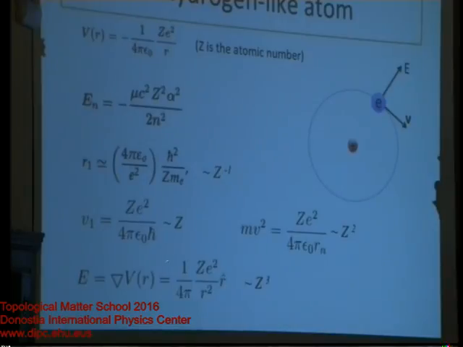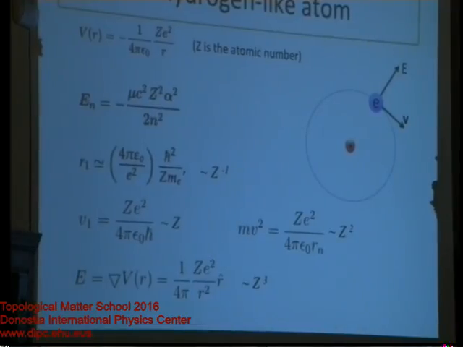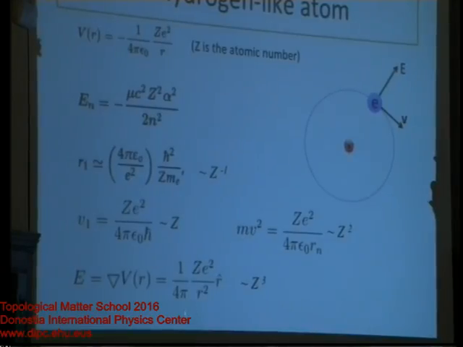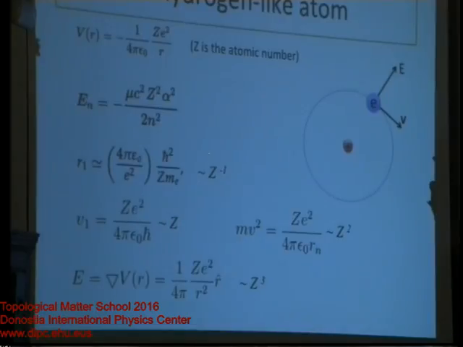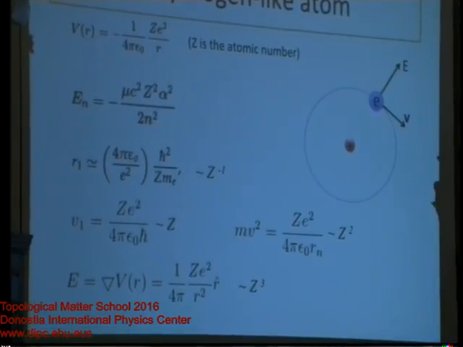What is this? This is the electric field felt by the electron, the gradient of this potential. Then we get one over R squared, which is just the Coulomb attraction formula. Very importantly, it is proportional to Z cubed. Z cubed means we have one Z, but R is inversely proportional to Z, so we get this cubic term.